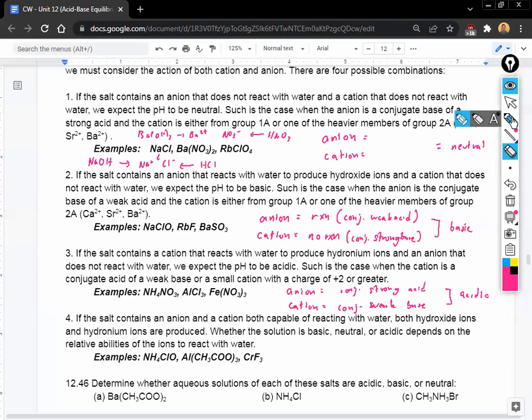So the first example, we had the conjugate of both a strong acid and a strong base, and that makes it neutral. Second example, if we have the conjugate of a weak acid and the conjugate of a strong base, it makes it basic. And then if we have the conjugate of a strong acid and a weak base, it's going to make it acidic.